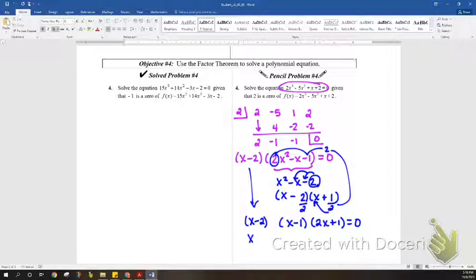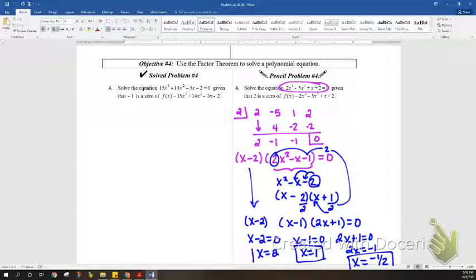So then set them each equal to 0 and solve. So we get x equals 2, x equals 1. And here we got 2x equals negative 1, which means x equals negative 1/2. And so there are our three solutions here.